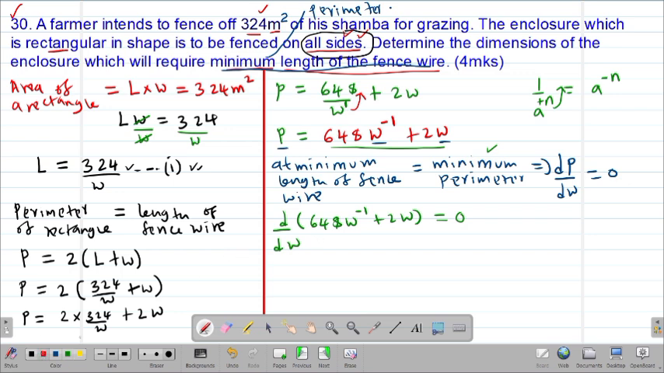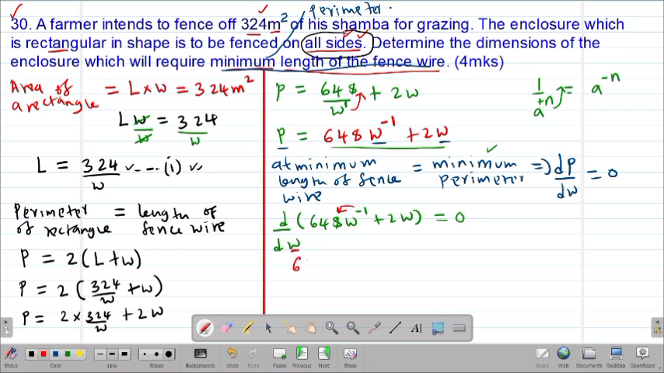Therefore, on differentiation, the power will pre-multiply the coefficient. Remember, whenever you divide by dw, dt or dx, this is telling you to differentiate. But whenever you multiply by dw, dt or dx, that will be telling us to integrate, as we shall see in our next topic. So the power will pre-multiply the coefficient.